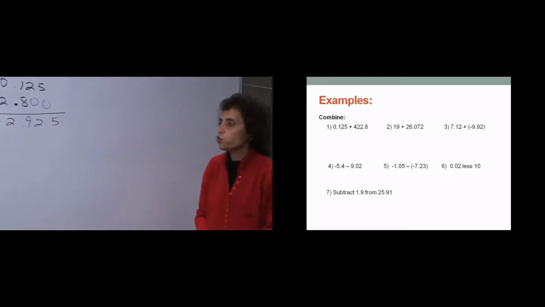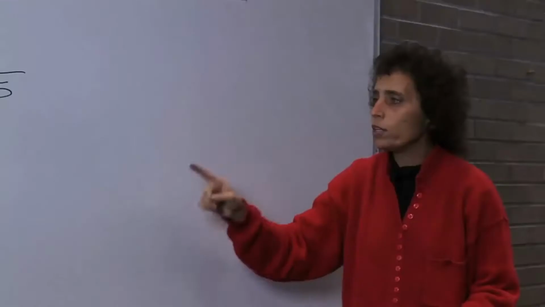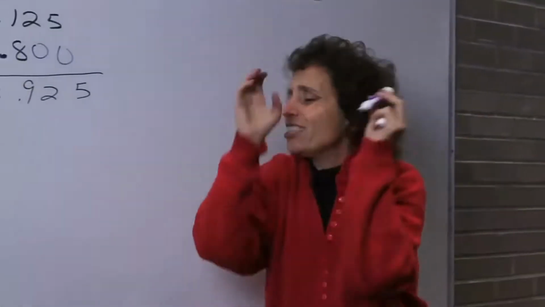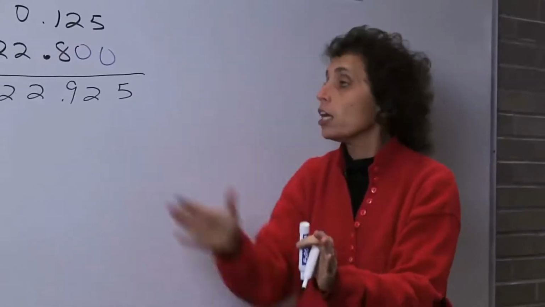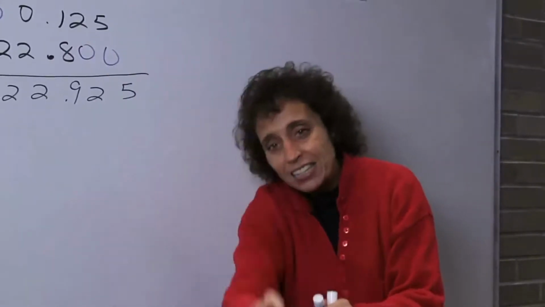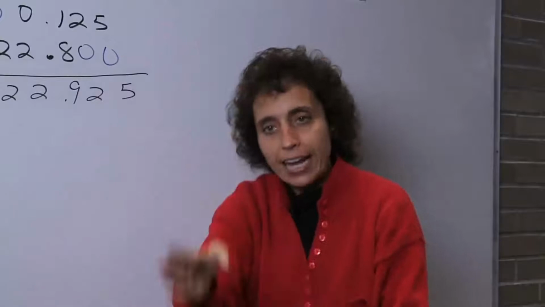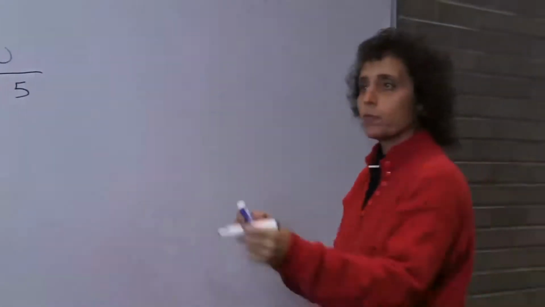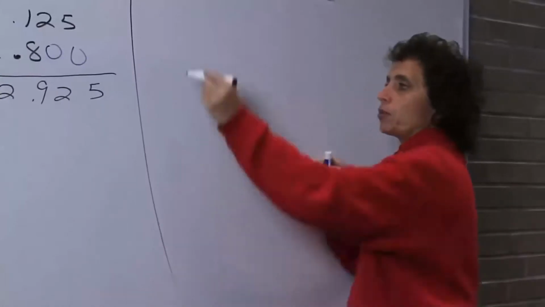So 422 and 925 thousandths. Okay, and that's your answer. Just like Mod 1, you have to add everything in the same place value. You have to add your tens to your tens, your hundreds to your hundreds, same thing. That's why you line up the decimals. Okay, let me do number 2.